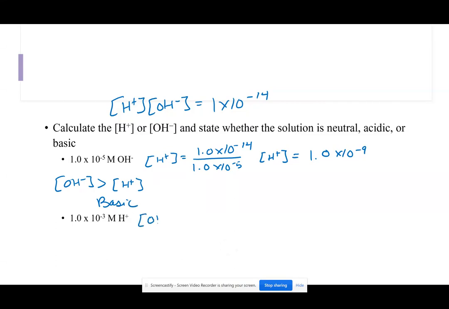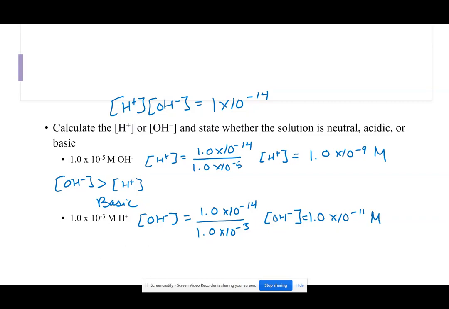Another example: I'm given the hydrogen, so I'm solving for hydroxide, but the process is pretty much the same. Divide by 1 times 10 to the negative 3rd. I'm going to get a hydroxide concentration of 1 times 10 to the negative 11th. I'm sorry, this is molar. I should have used the unit. It's concentration, so the unit's molarity. So my hydrogen is 1 times 10 to the negative 3rd, and my hydroxide is 1 times 10 to the negative 11th. I have a much higher hydrogen concentration than hydroxide, so this is acidic.